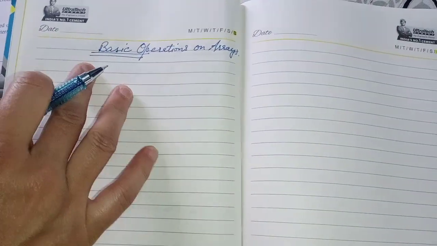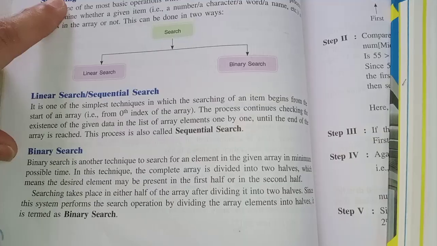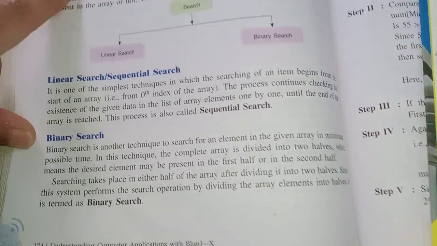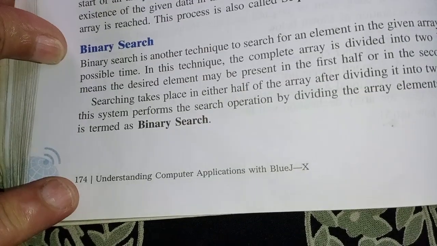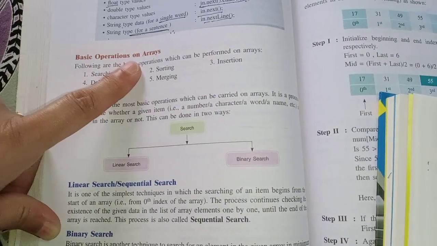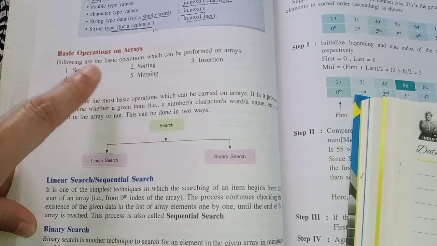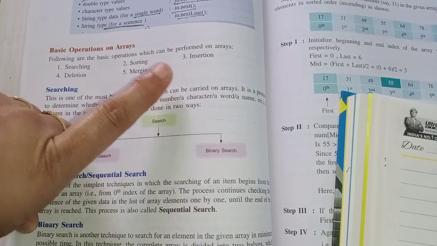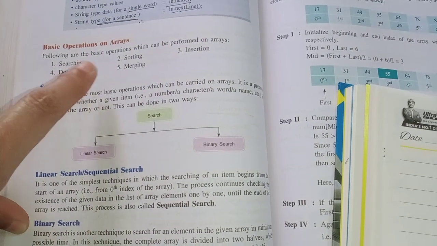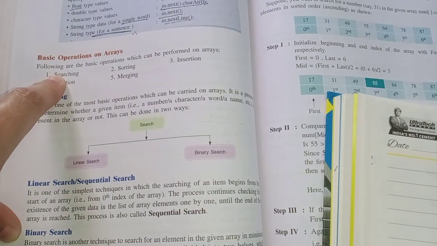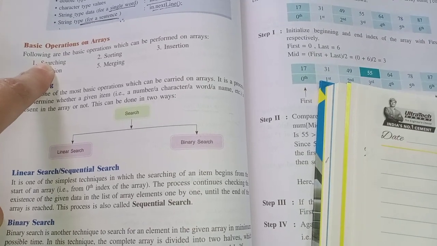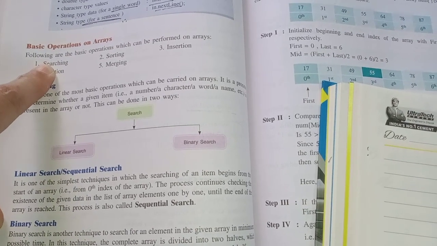We can perform, see, it is given on your book, page number 174, basic operations on arrays. So here are 5 basic operations: searching, sorting, insertion, deletion, merging. Searching means we have to find out any number in the array list.